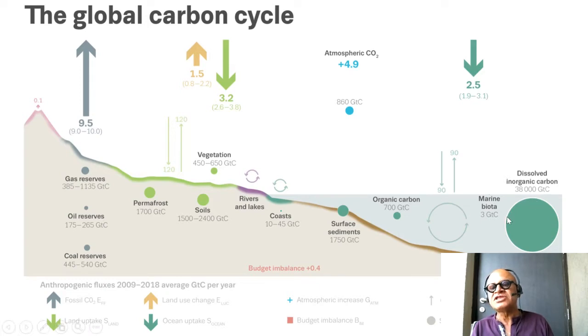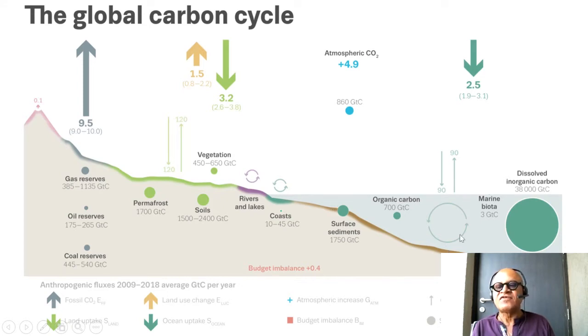Okay, so you can see that the ocean holds a massive amount of inorganic carbon, 38,000 gigatons. Marine biota hold about 3. Ocean carbon itself holds about 700. And there are also sources in the sediments that are very large.